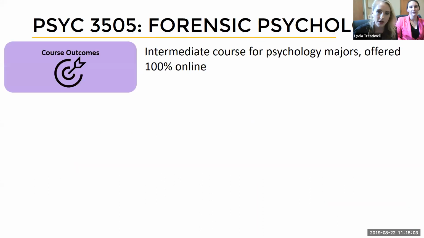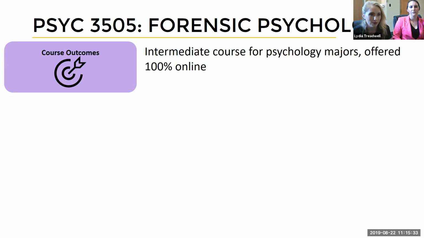All right, so as you are continuing to jot down those ideas, I wanted to introduce you to our example course that we'll be talking about and how we're going to align it today. So say you're the professor for a Psych 3505 forensic psychology course. And since it's a 3000 level course, it's an intermediate course. You'll have students who, this isn't their first rodeo, so to speak. They've taken college courses before, but you're offering it for the first time 100% online.